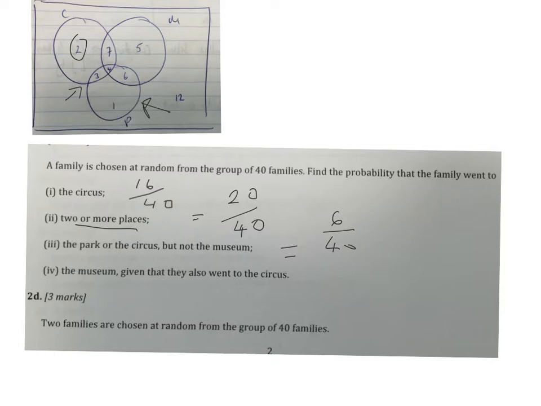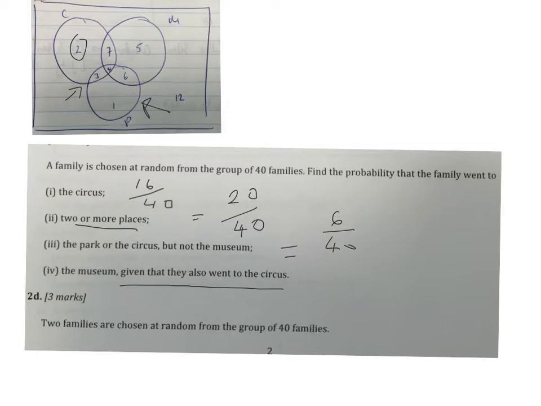Now, here we have another one of these, given that. Again, I'm going to have a look at how we do this with formulae when I get back from my little break. But what I want to do here is look at what does given that mean. So, given that they also went to the circus, what does that mean? It means that they definitely went to the circus.